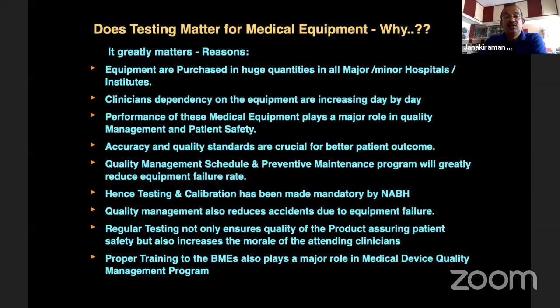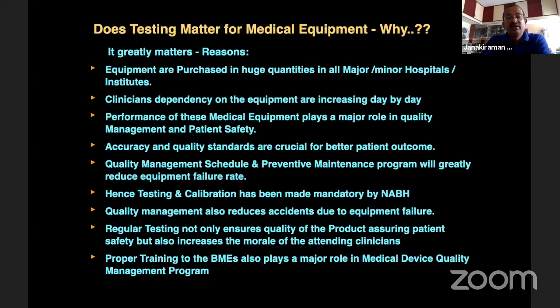Regular testing not only ensures the quality of the product, assuring the patient, it also increases the morale of the attending clinicians. The ICU sisters, the ICU doctors, they get more confidence when the machines are tested and calibrated. They depend on the machine and their morale increases.